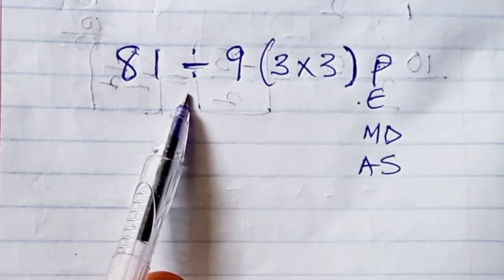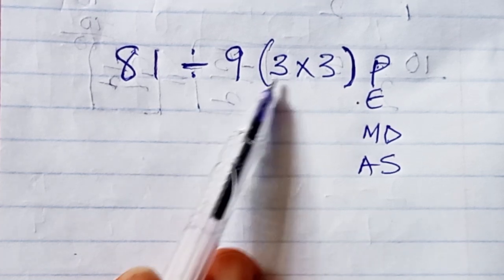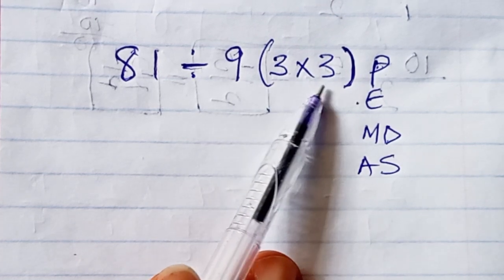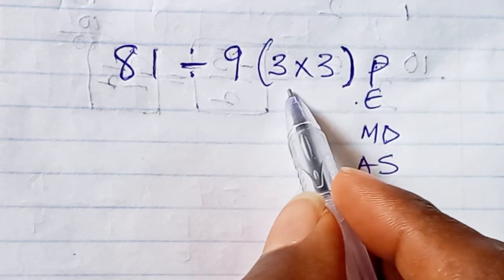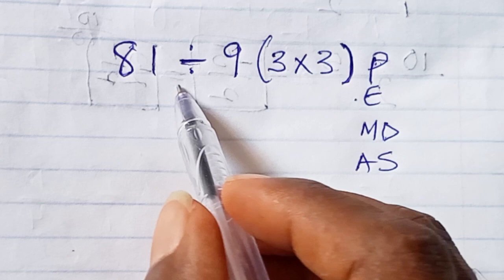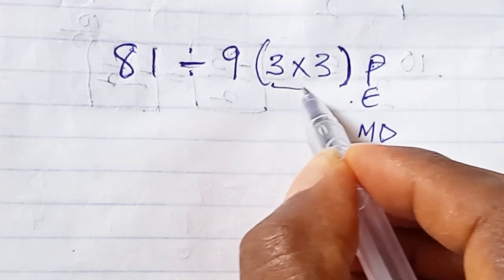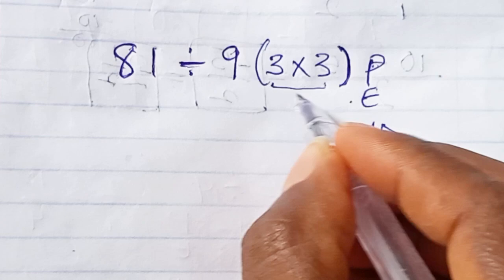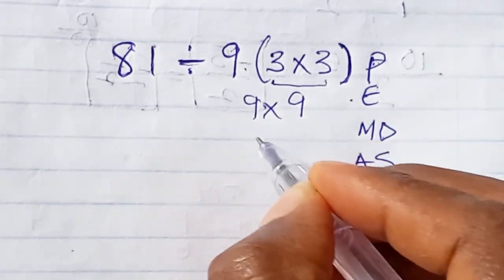81 divided by 9, in bracket 3 times 3. Alright guys, some people solve this wrongly by doing this multiplication first, followed by this division. If you do something like this, 3 times 3 will give us 9. 9 times this 9 is equal to what?